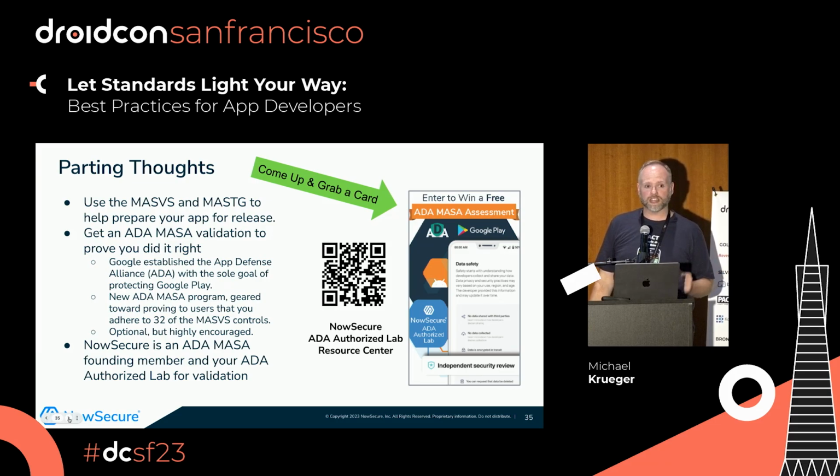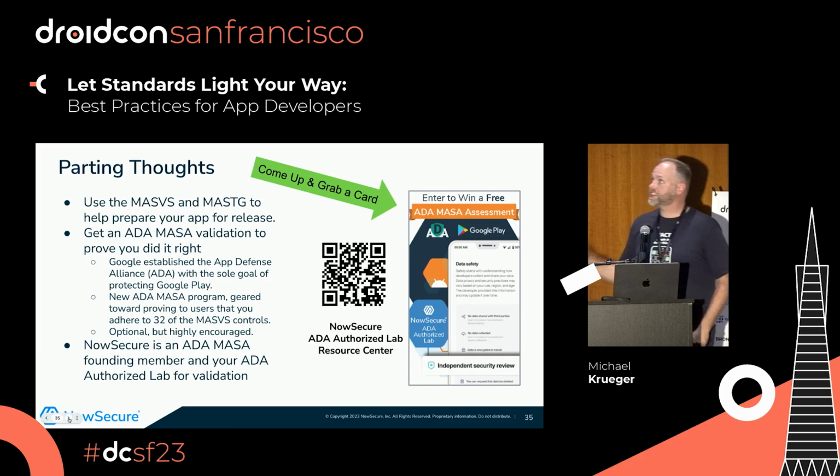Washington Post picked it up. Wired picked it up. They're starting to notice who's who amongst the list of already validated companies. Big names in there. Google's sending their own apps through an independent review. They won't even do their own validation. They send it out to one of 6 authorized labs throughout the world. Now Secure being one of them.